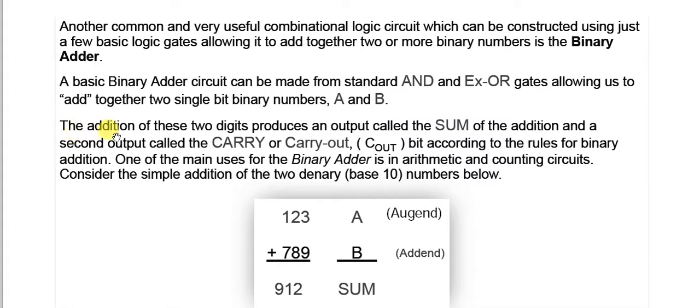The addition of these two digits produces an output called the sum of the addition and a second output called the carry, or the carry out bit, according to the rules for binary addition. One of the main uses of the binary adder is in arithmetic and counting circuits.